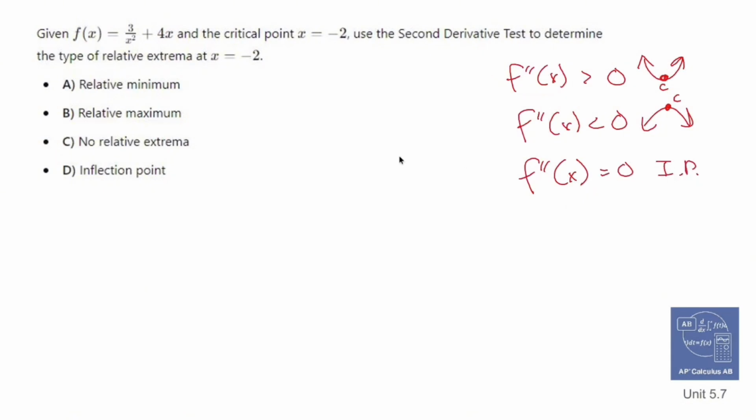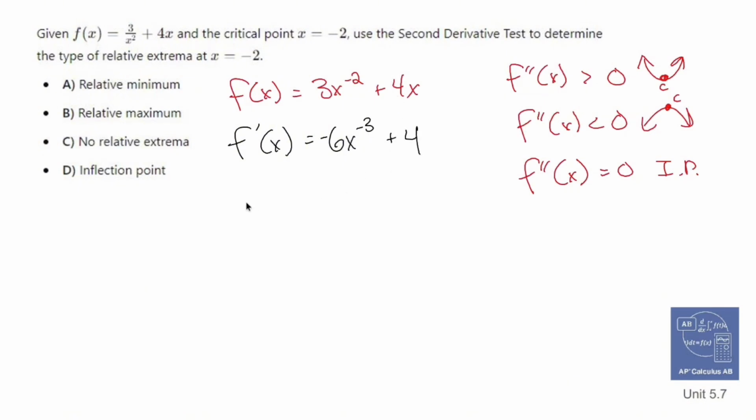It's neither of them. So let's take a look at this guy, and let me rewrite it out in a much friendlier way so I can just do power rule. I'm going to turn 3 over x squared into 3x to the -2, and then add 4x, and then take the derivative of that guy. So f prime of x is going to be -6x to the -3rd plus 4. F double prime of x is going to be -6 times -3, which is positive 18.